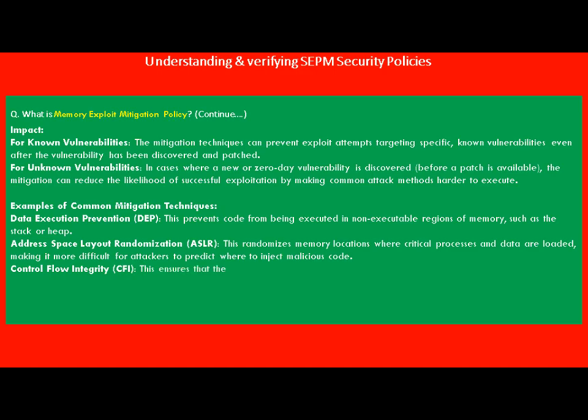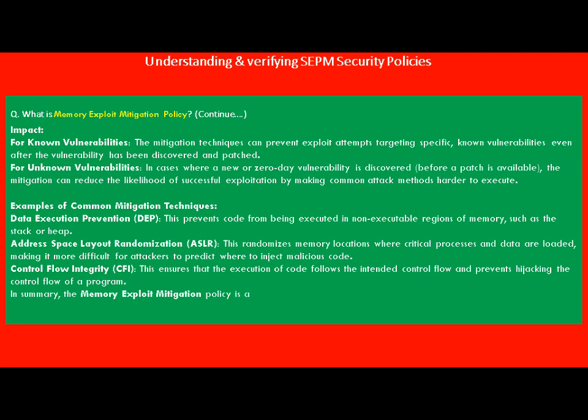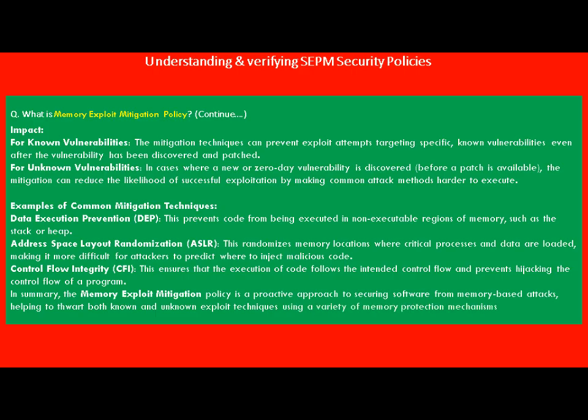Next is control flow integrity. This ensures that the execution of code follows the intended control flow and prevents hijacking the control flow of a program. So in summary, the memory exploit mitigation policy is a proactive approach to securing software from memory-based attacks, helping to thwart both known and unknown exploit techniques using a variety of memory protection mechanisms.